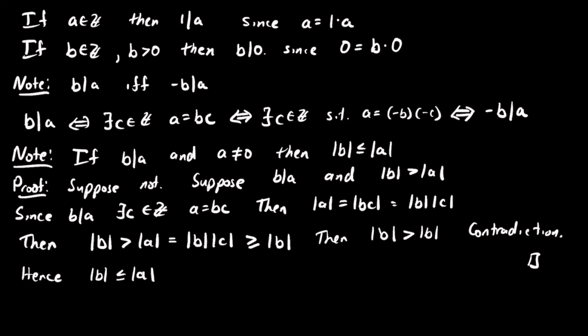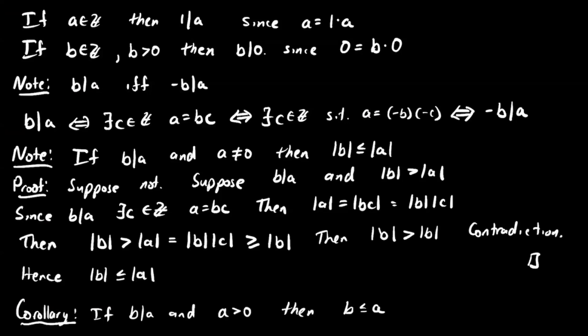This does have one important corollary. So really quick corollary, really quick consequence. If a is already positive, then the absolute value of a is a. So if b divides a, and a is bigger than 0, then b is less than or equal to a. So we'll be using this fact quite a bit as well.